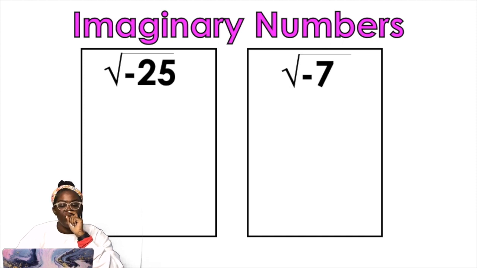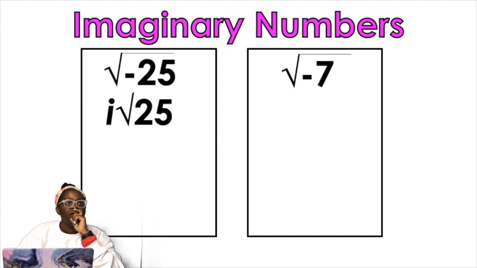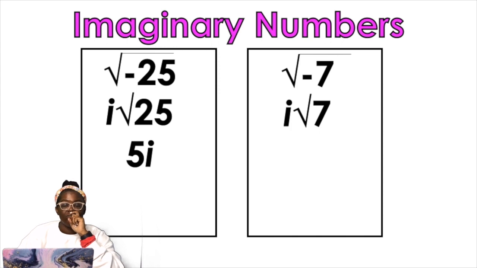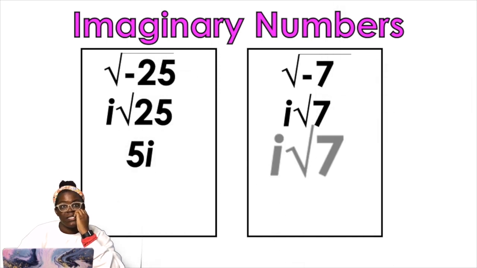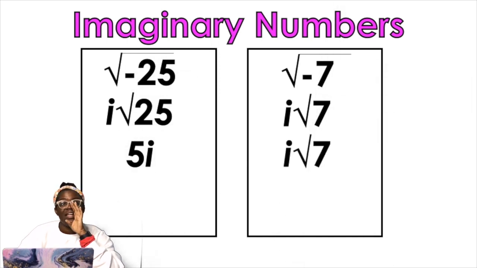Okay, so we have the square root of negative 25, and then we have the square root of negative 7. So i square root of 25, because anytime there's a negative, we take out the i immediately. The square root of 25 is 5, so 5i. Square root of negative 7, I'm going to go ahead and take that i out. And can I do anything with the 7? Nah. So that's my answer. I leave it alone.